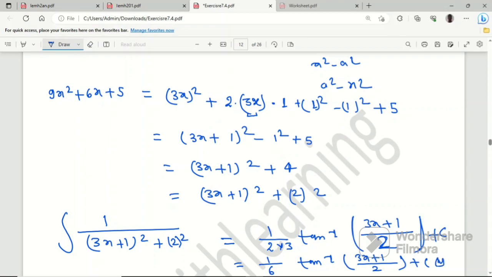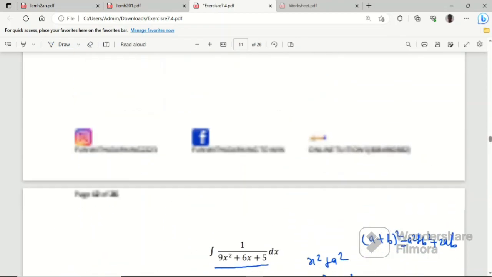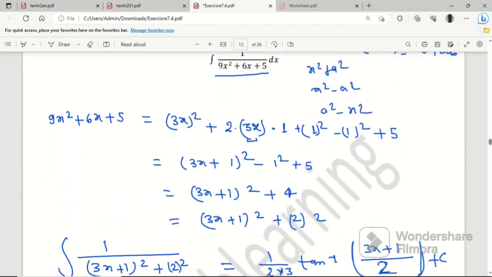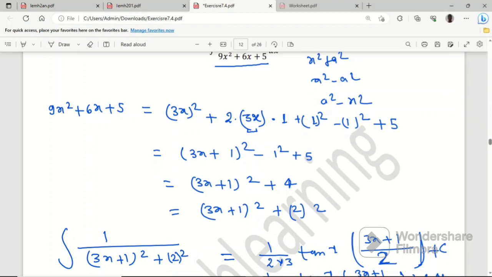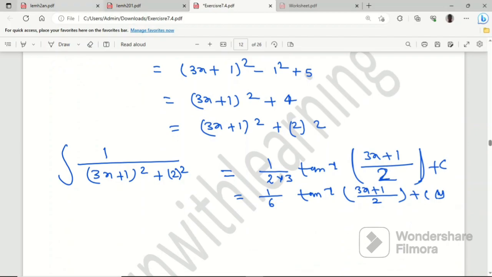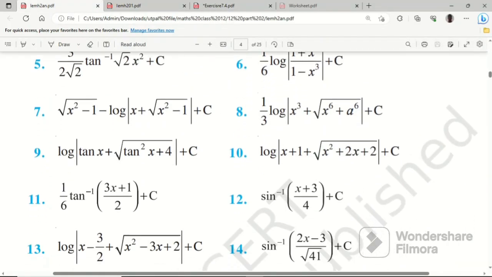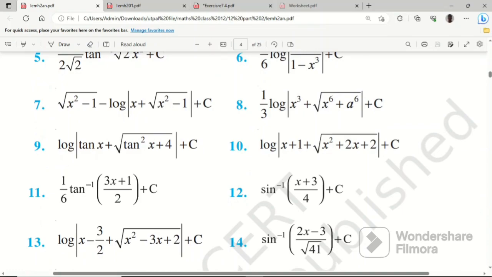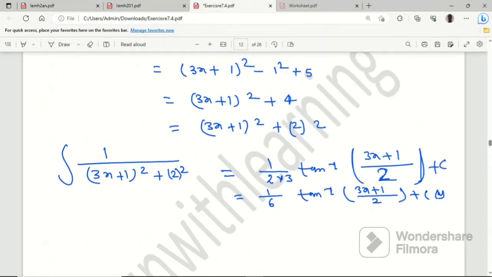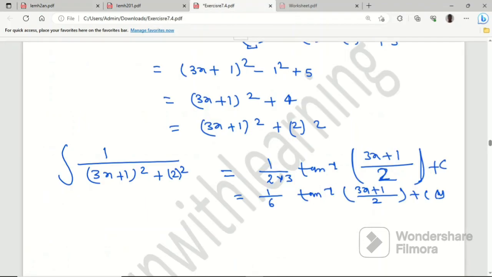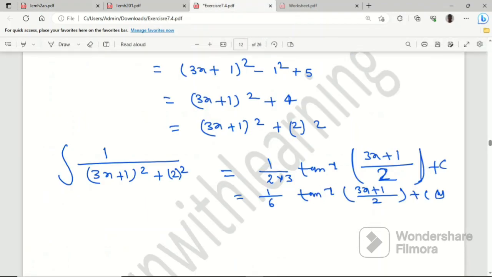I think it was which number? It was 11th number. So now we can check the answer. 11th number is tan inverse (3x plus 1) upon 2. What are we getting? Okay, 1 by 6, tan inverse (3x plus 1) upon 2. So it is right. So now we can move on.